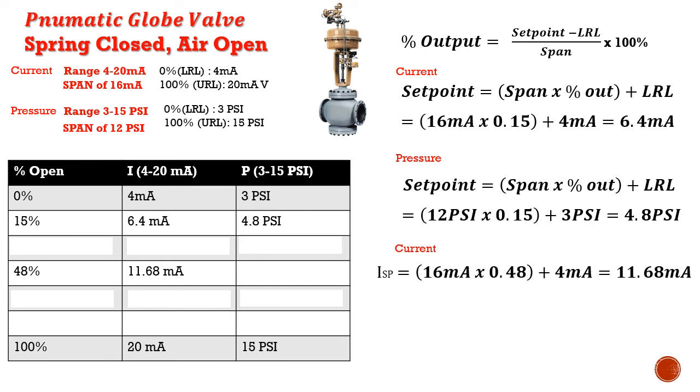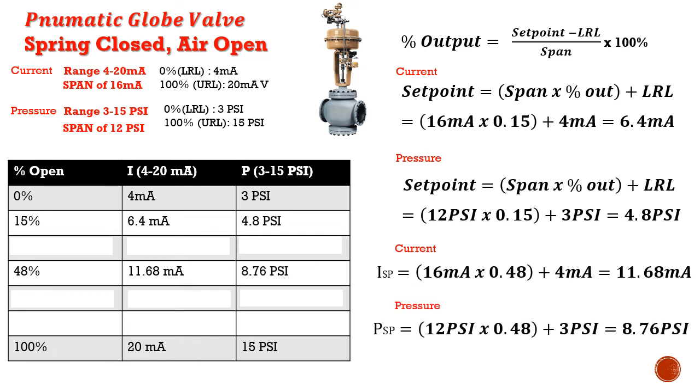Let's do the same thing with the pressure. For our pressure, we have a span of 12, and half of 12 if we were at 50%. So we're sort of guesstimating our answer. Half of 12 is 6. Add your 3 psi offset into 6, and that gives us 9. So if we were at 50%, we'd be at 9 psi. We're slightly short of that. We're at 48%. So when we do our pressure calculation, it works out to be 8.76 psi. Sure enough, close to 9, because it's slightly less than 50%.